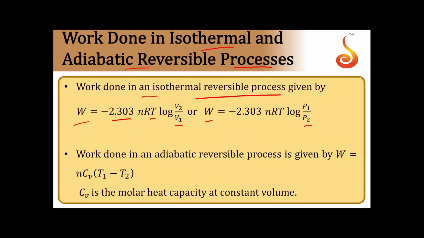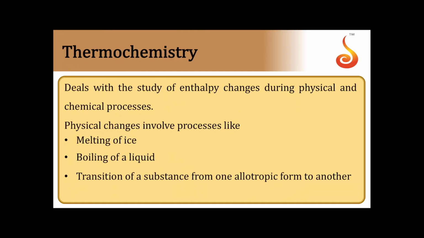Then comes work done in an adiabatic reversible process. That is given by work done is equal to nCv (T2 minus T1), or nCv (T1 minus T2), where Cv stands for molar heat capacity at constant volume. nCv delta T gives the amount of work done in an adiabatic reversible process.